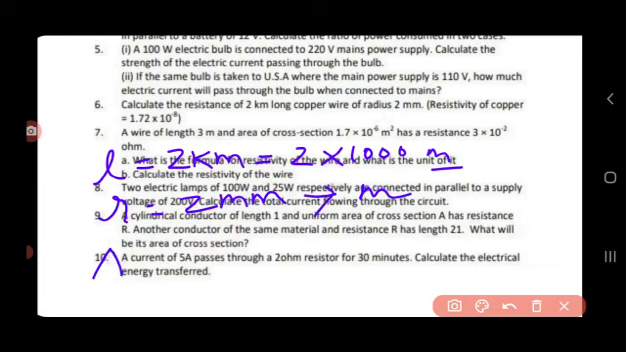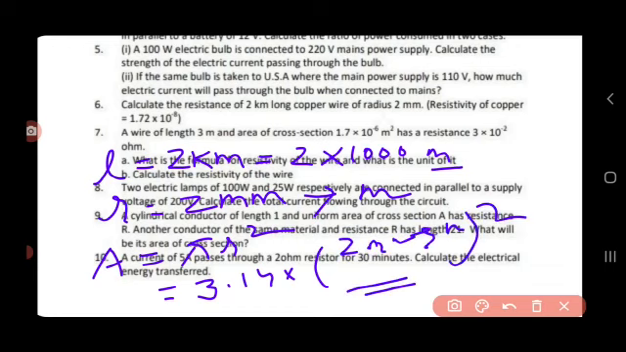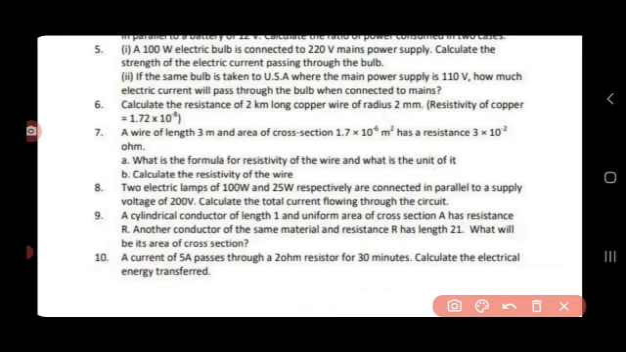The formula used, R is equal to rho L by A. Rho is given, that is 1.72 into 10 to the power minus 8. We get the length 2 kilometer. We have to convert it into meter. We get the area. We find the area by using this formula pi r square and put the value over here for getting the resistance. This is question number 6.